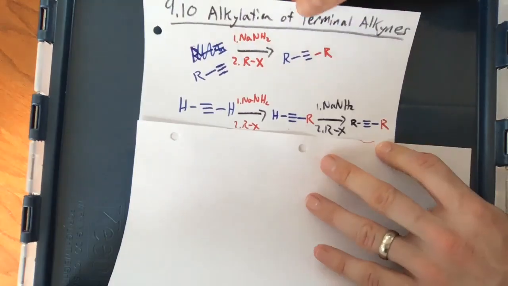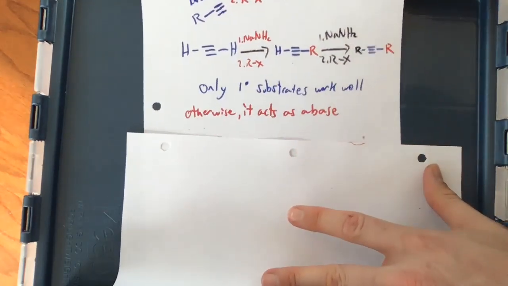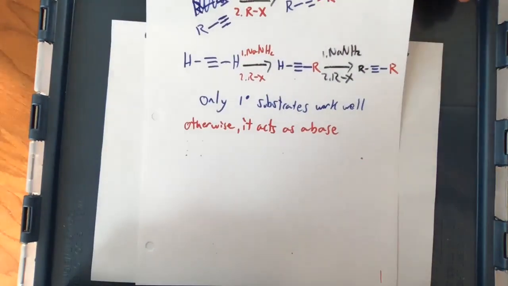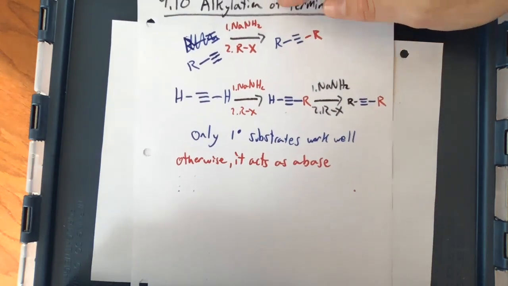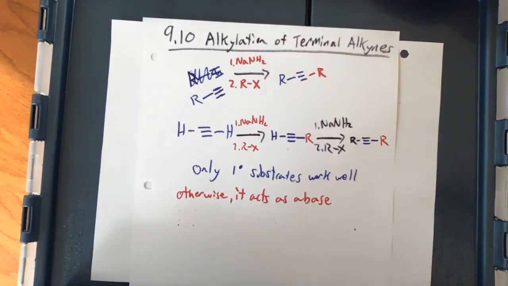But one thing to note about alkylation of terminal alkynes is they're not that nucleophilic. So if you have a primary substrate, then the reaction will probably work fairly well. But if it's not a primary substrate, the alkyne is not nucleophilic enough to really do the substitution reaction well. So it will just act as a base instead, and you will end up getting the elimination product instead.